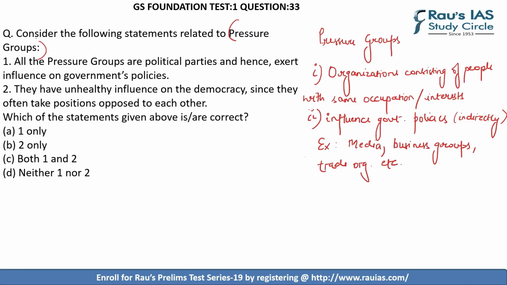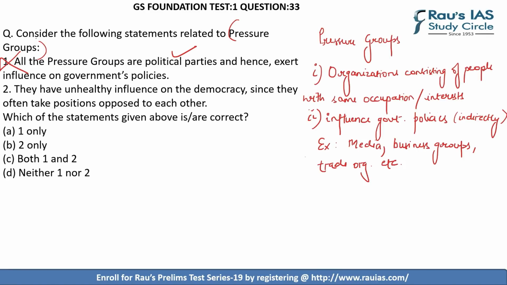Now coming back to the question, let us analyze our statements. All pressure groups are political parties and hence exert influence on government policies. Now we have just discussed that pressure groups include people with same occupation or interests and not necessarily political interests. Hence the first statement is very easy and incorrect.